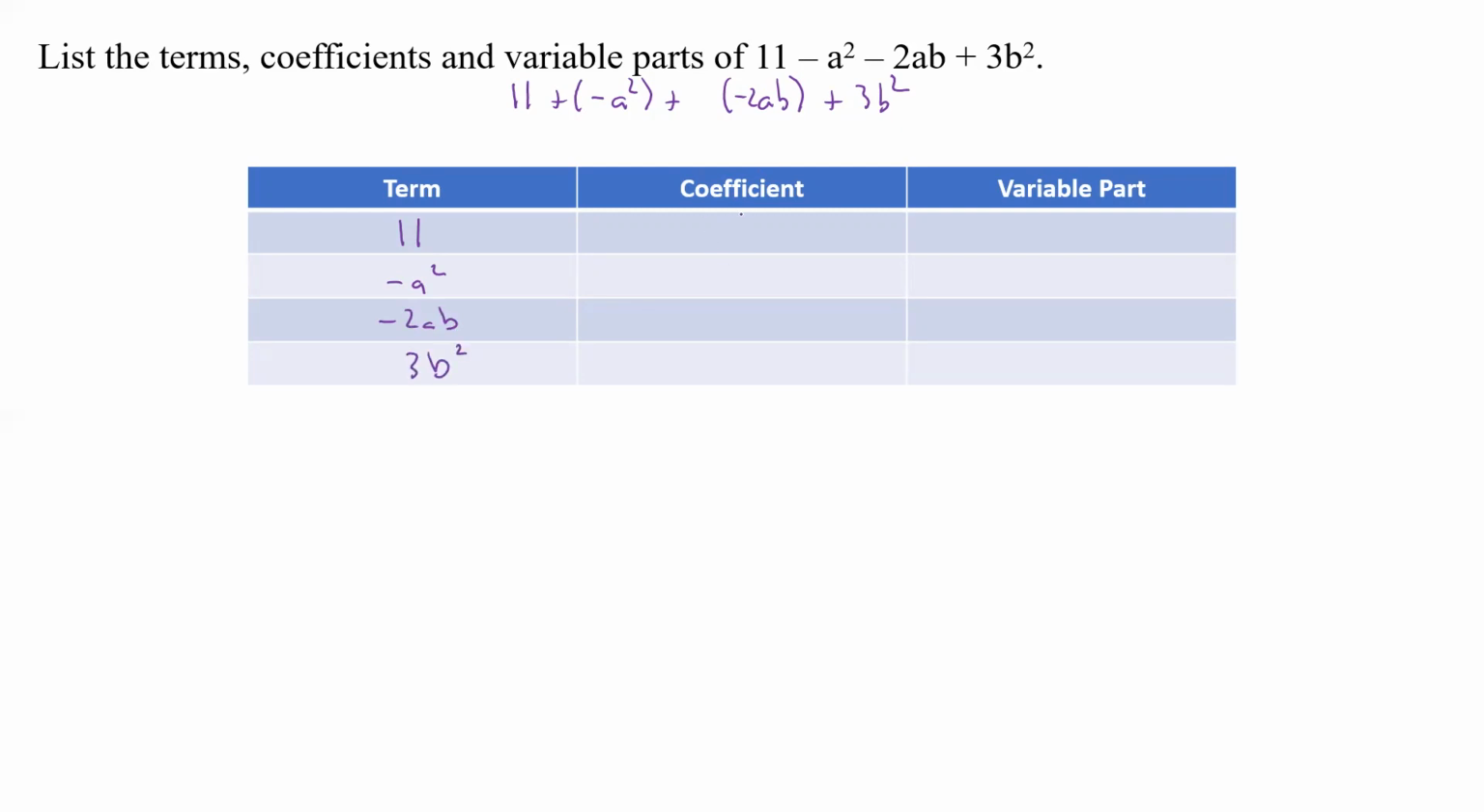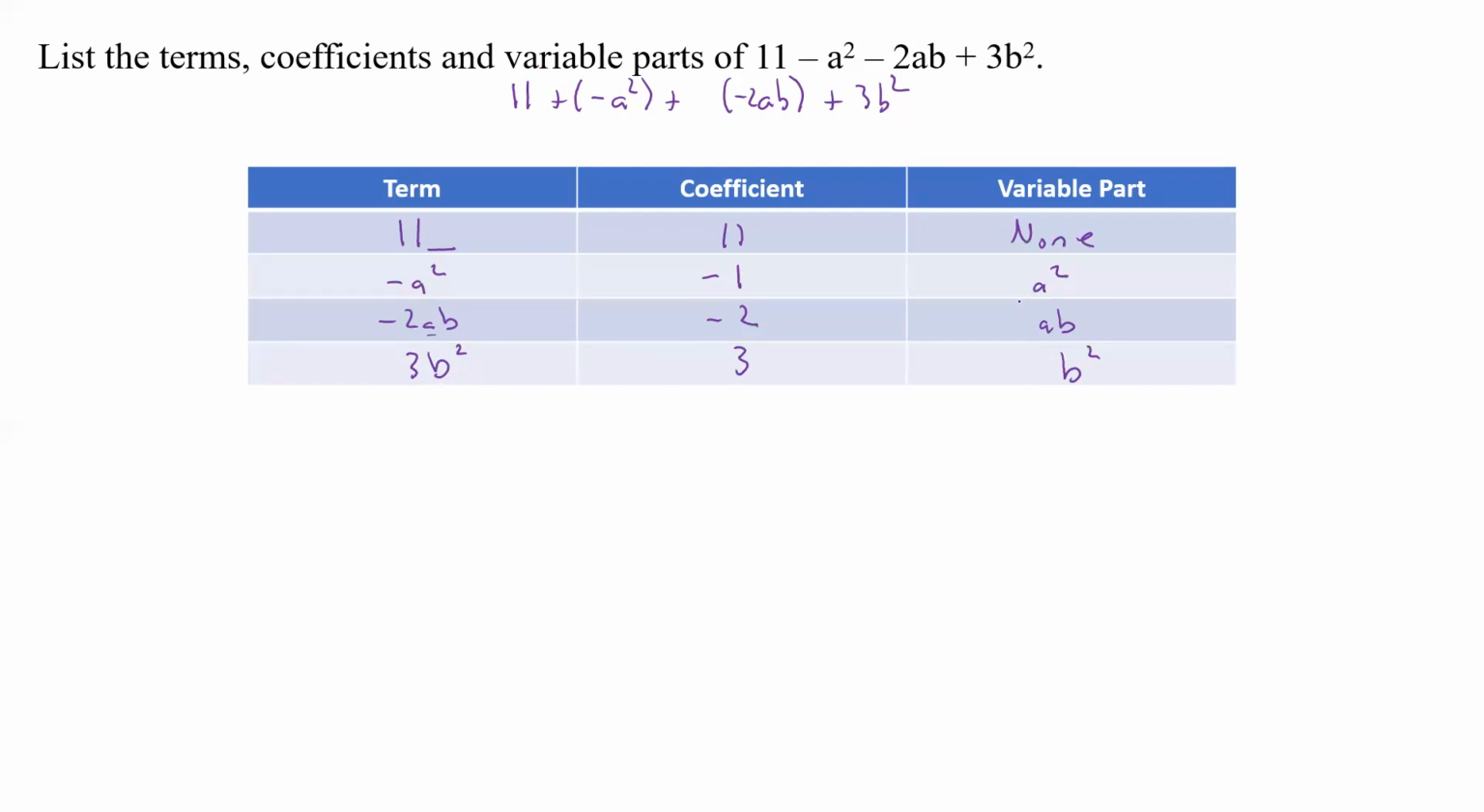Again, the coefficient part's the number. Well, what's here? Well, that's an 11. What's here? Well, that's a negative 1. Remember, when you have a negative times something, that's a negative 1. It's assumed. Then we have a negative 2, and we have a 3. Again, just all those numbers. Now the variable part, well, what do we have here? Well, there's none in that one. Here we have a squared. Here we have a times b. And here we have b squared. Okay. And so that gives us how to separate an expression, it doesn't matter which, into the different terms.